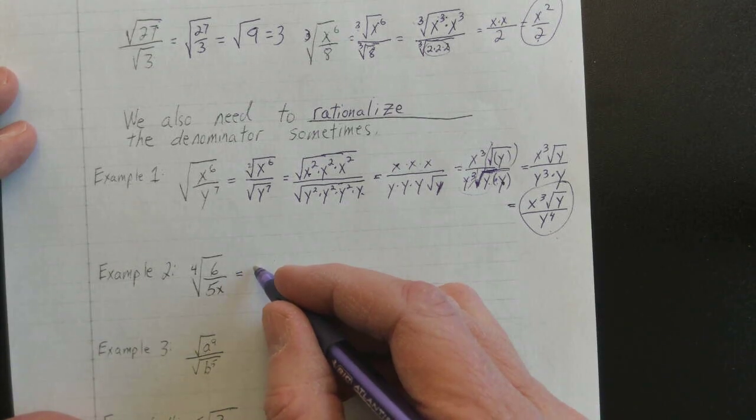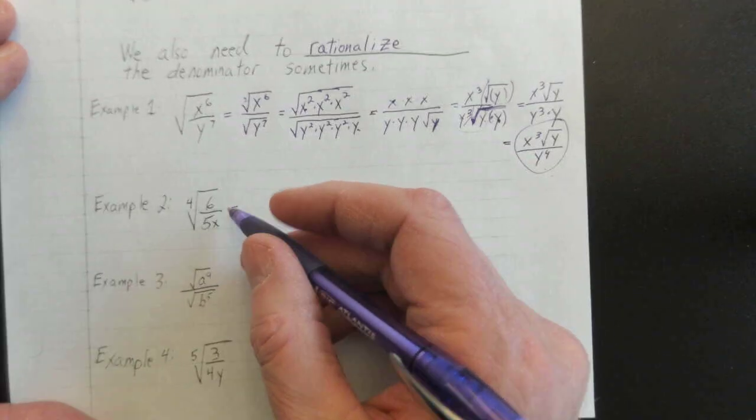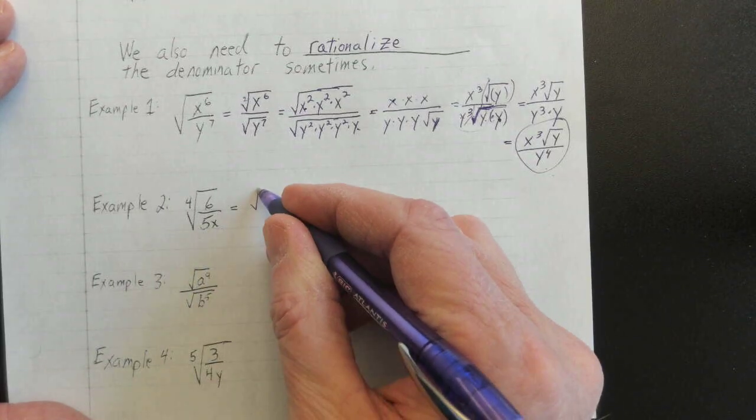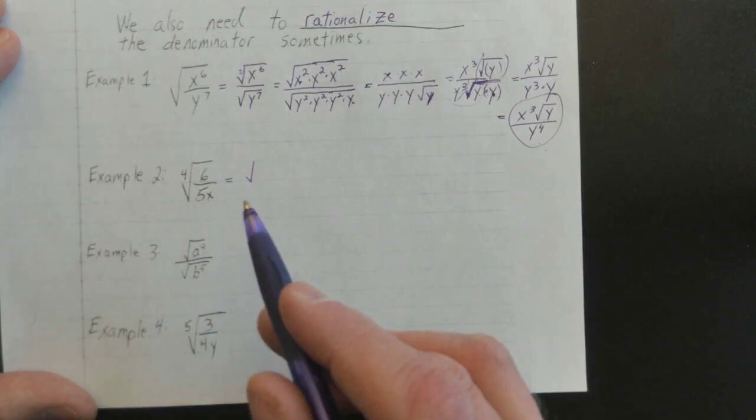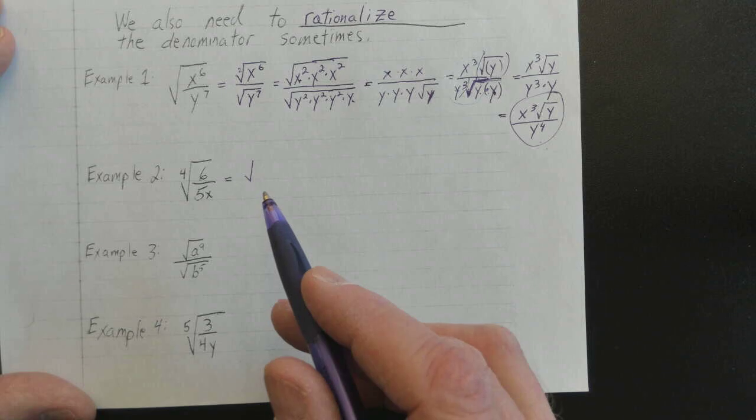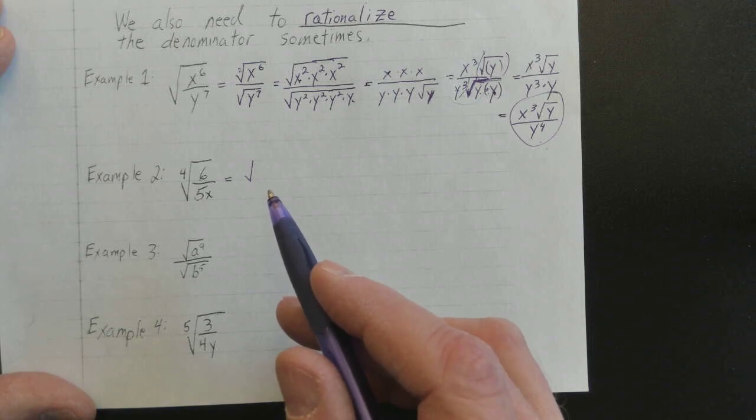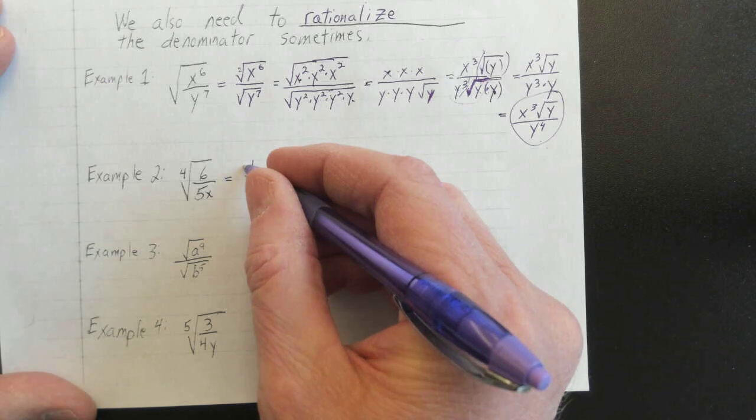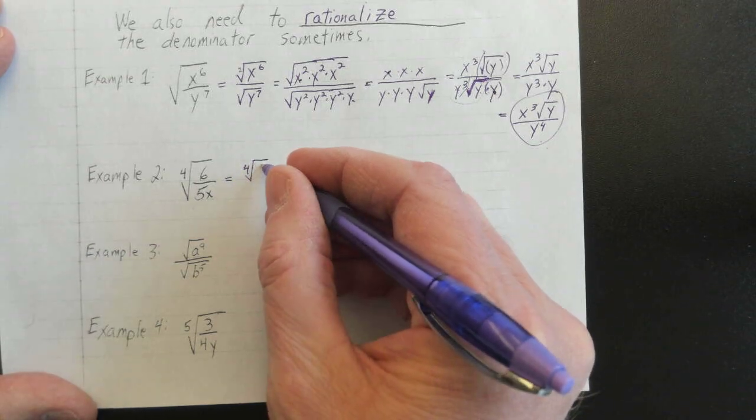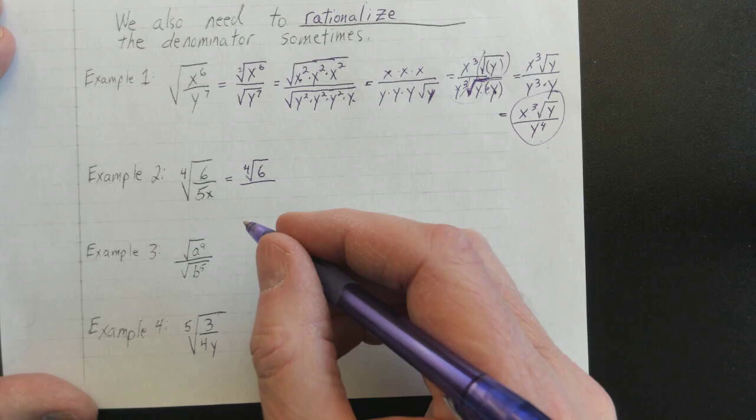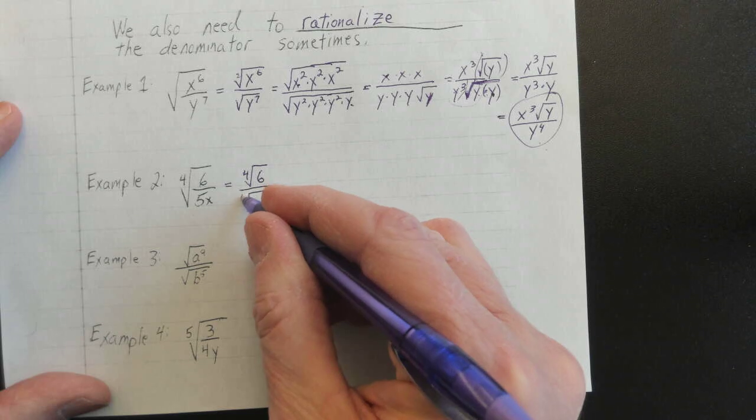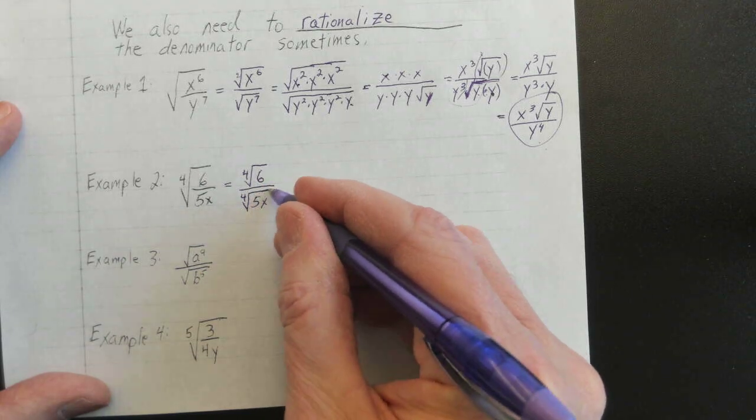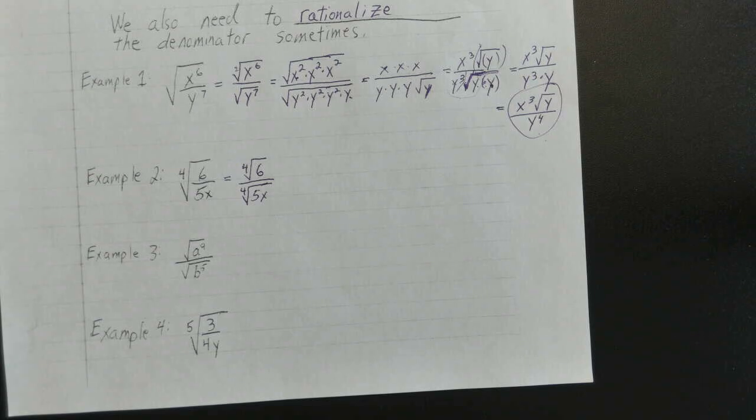Now, the 4th root of 6 over 5x. What do you think I'm going to do first? I'm going to use this property. What does that mean? How does that write out on this? The 4th root of 6 over the 4th root of 5x. Very good. Good job, you too. All right.